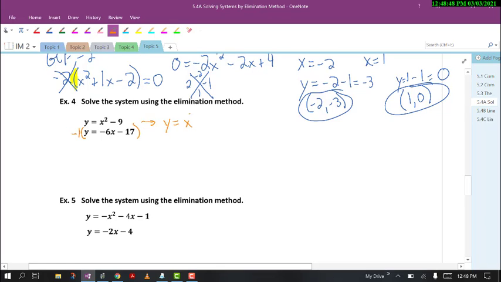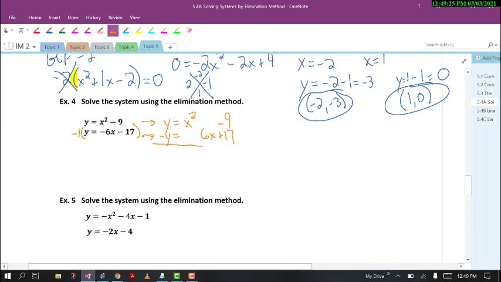Y equals x squared. I'm going to leave a spot for my x term, which is really 0x, and then minus 9. You can write 0x if that helps you. I don't think it'll hurt you. When we multiply the second equation by negative 1, we get negative y equals 6x plus 17. Notice I skipped that first spot. You could write 0x squared, but you don't really need to, just like you don't really need to write that middle term there.